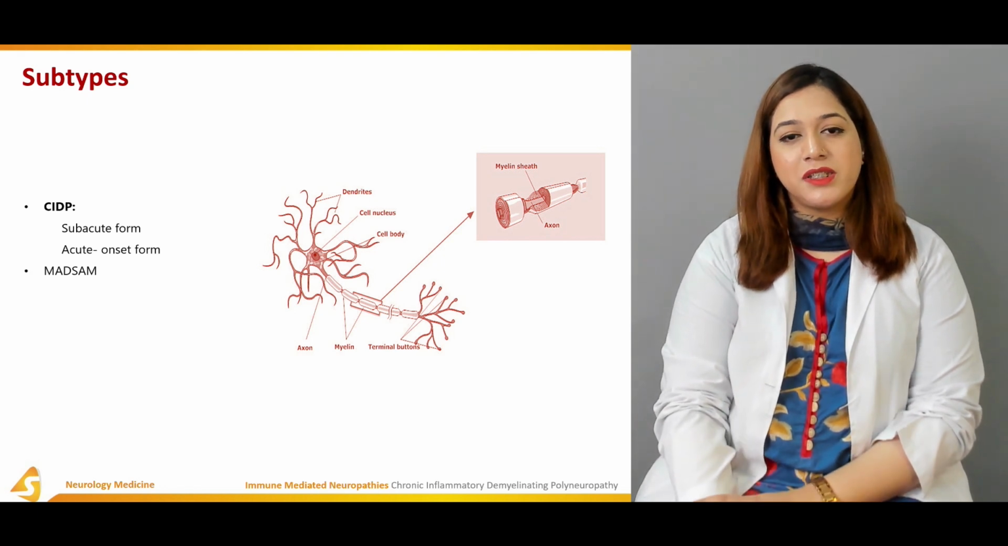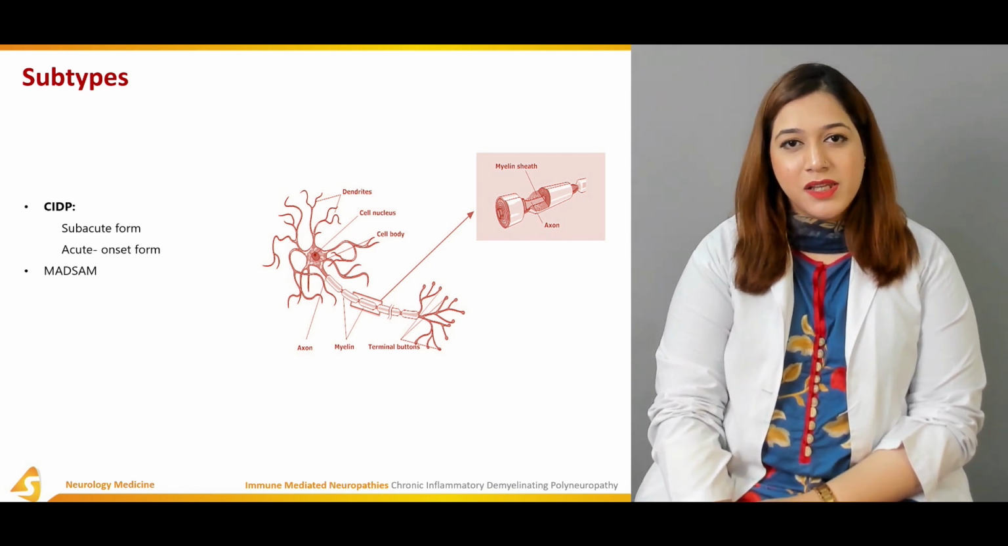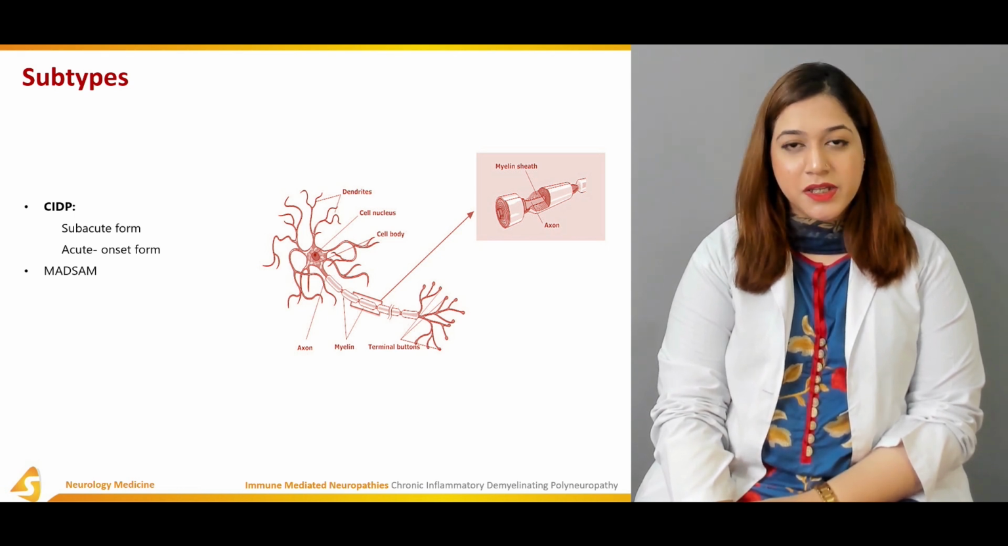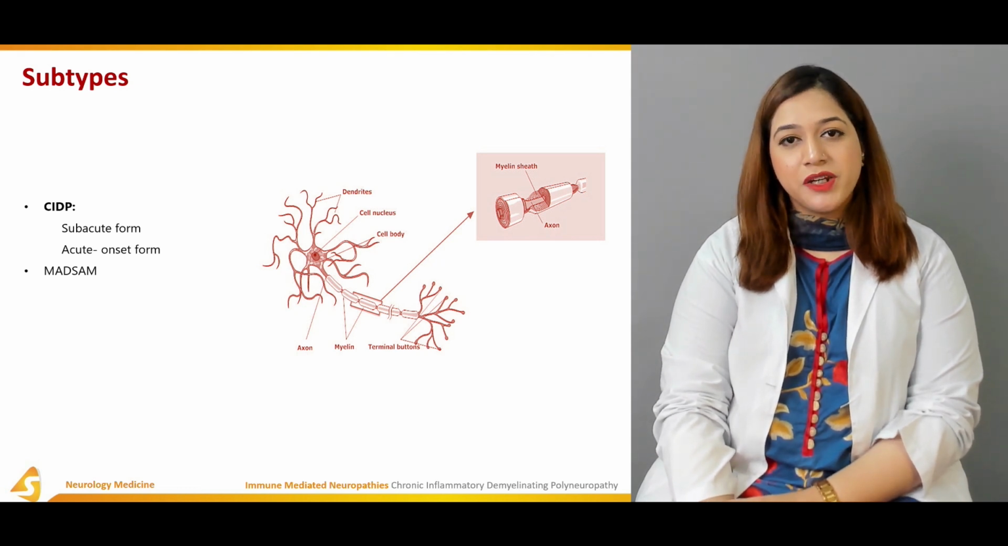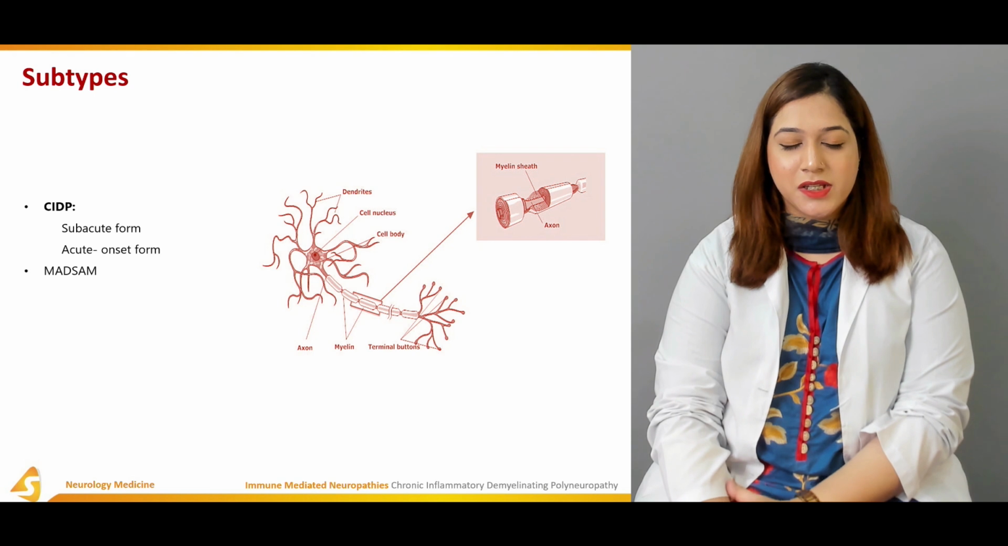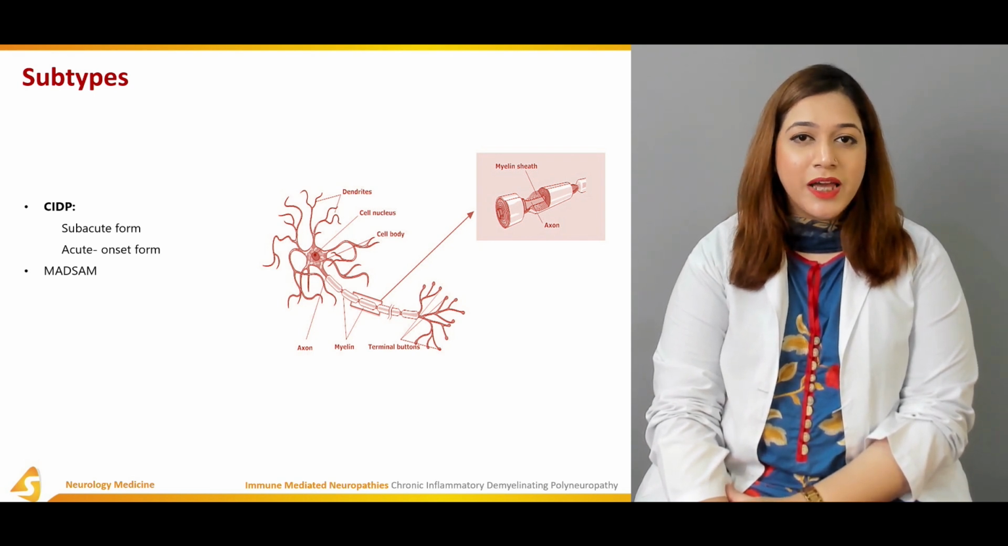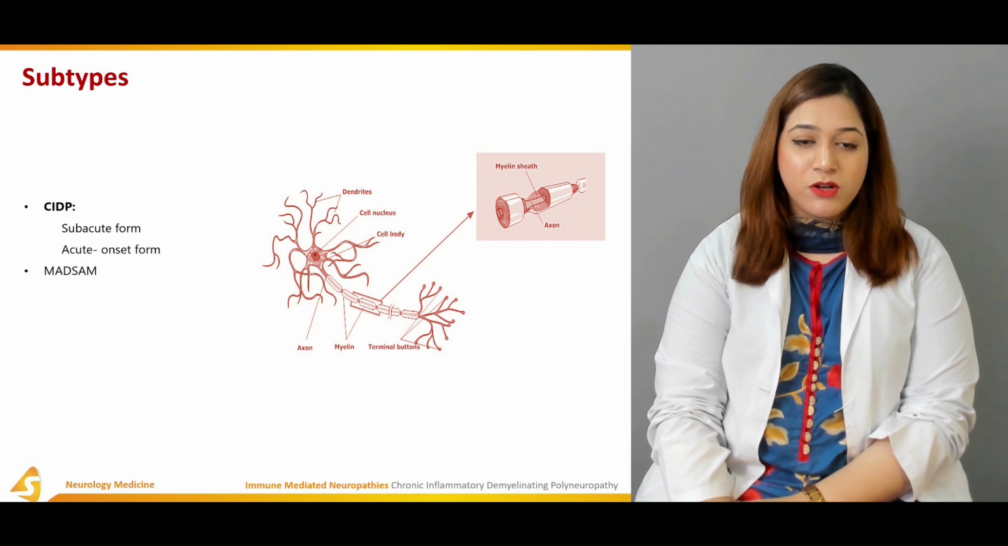Another common subtype is the MADSAM, also called multifocal acquired demyelinating sensory and motor neuropathy. It occurs in around 20 to 30% of the cases. It is very asymmetrical and it usually involves the upper limbs only.